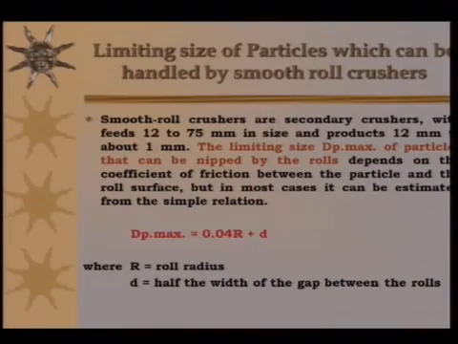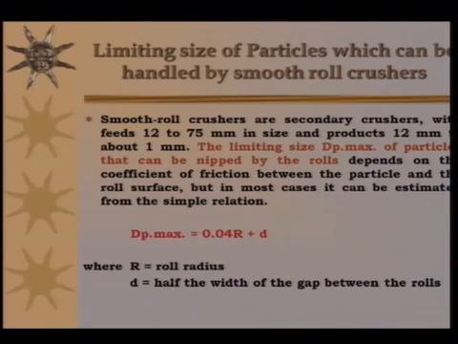Now, the limiting size of particle which can be handled by smooth roll crushers. Smooth roll crushers are secondary crushers, as I told you, with feeds 12 to 75 millimeter in size, and products 12 millimeter to about 1 millimeter can be handled.